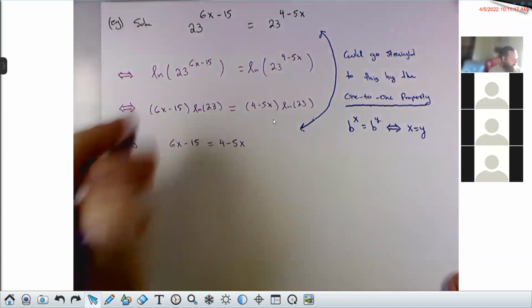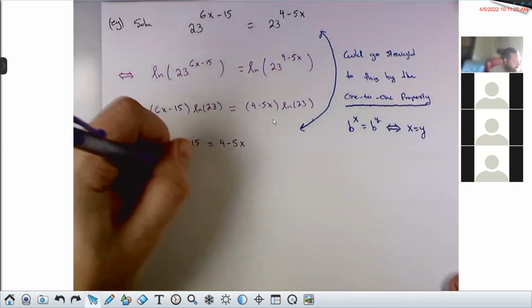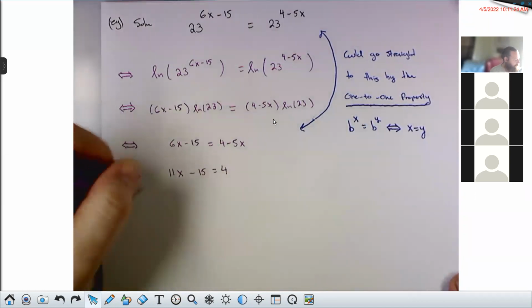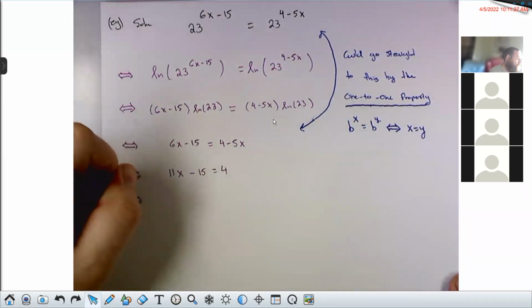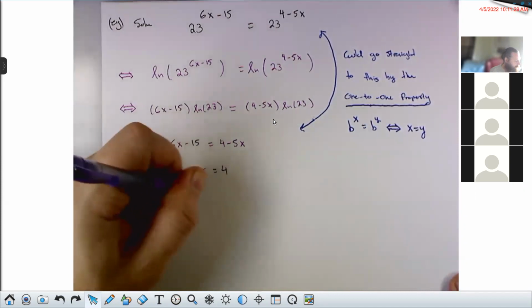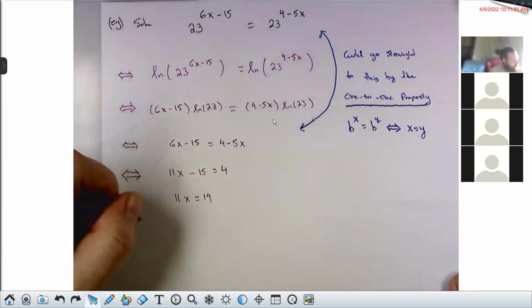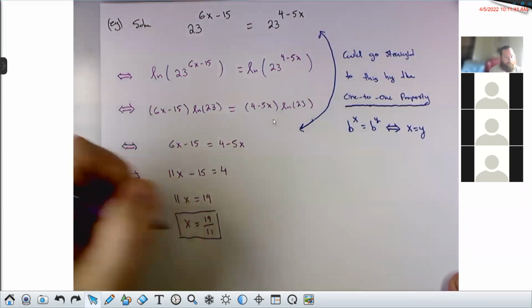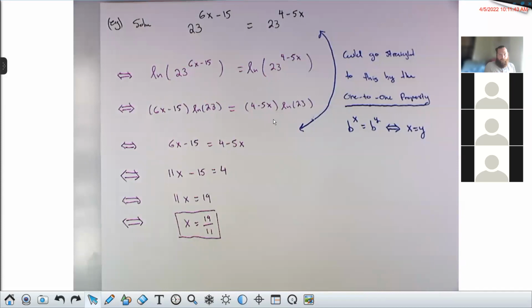From here, I'll add 5x to both sides. So I get 11x equals 4, plus 15 to both sides. 11x equals 19, and then divide both sides by 11. No calculators needed, no logarithms needed, if you want. Right? This step here with logarithms was unnecessary. We could have just come down to here.